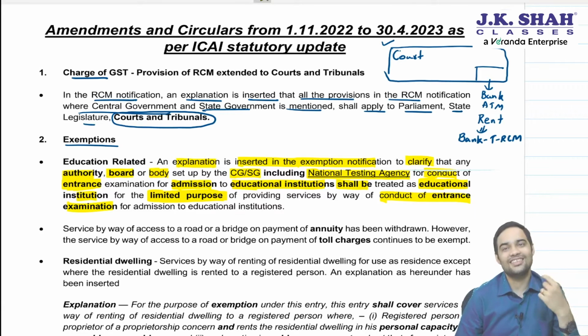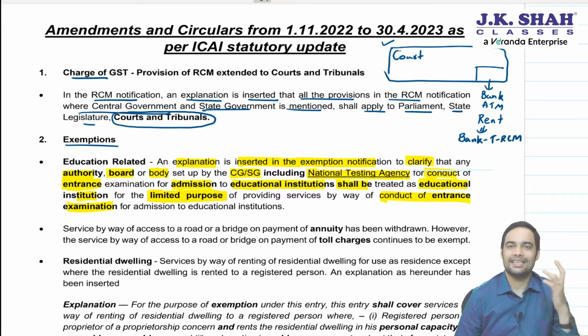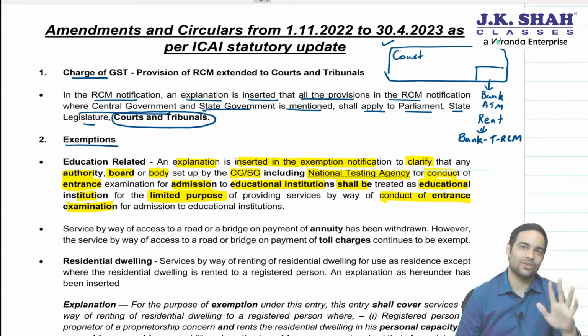What about other services which National Testing Agency provides, sir? That will be liable to GST, or any other authority or board set up by government. If they provide anything else, then that will be taxable. They are regarded as an education institute only for the limited purpose of entrance exams.